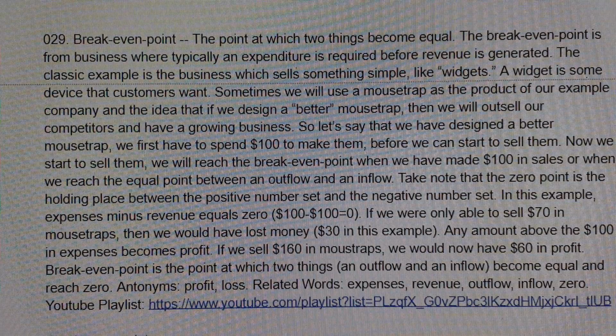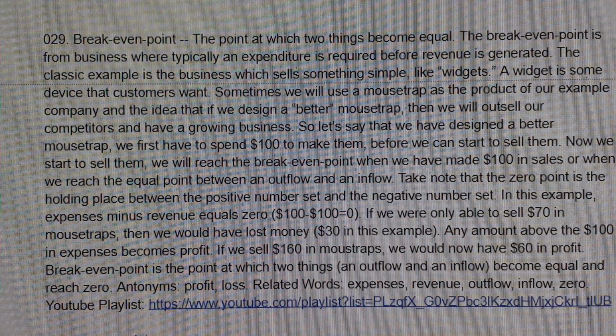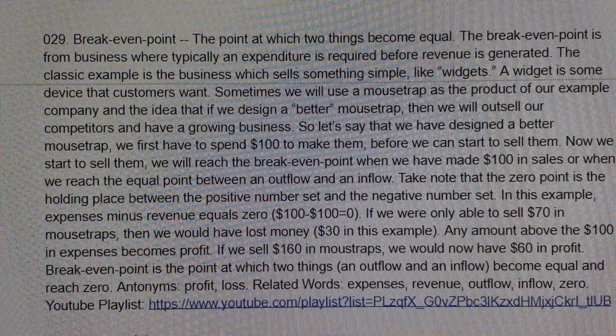If we were only able to sell $70 in mousetraps, then we would have lost money, parentheses, $30 in this example, end parentheses. Any amount above the $100 in expenses becomes profit. If we sell $160 in mousetraps, we would now have $60 in profit.